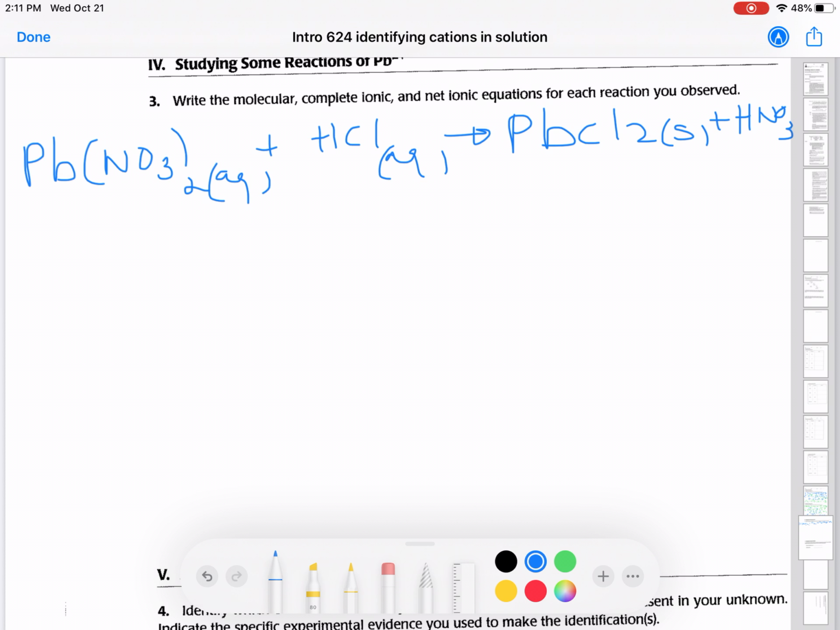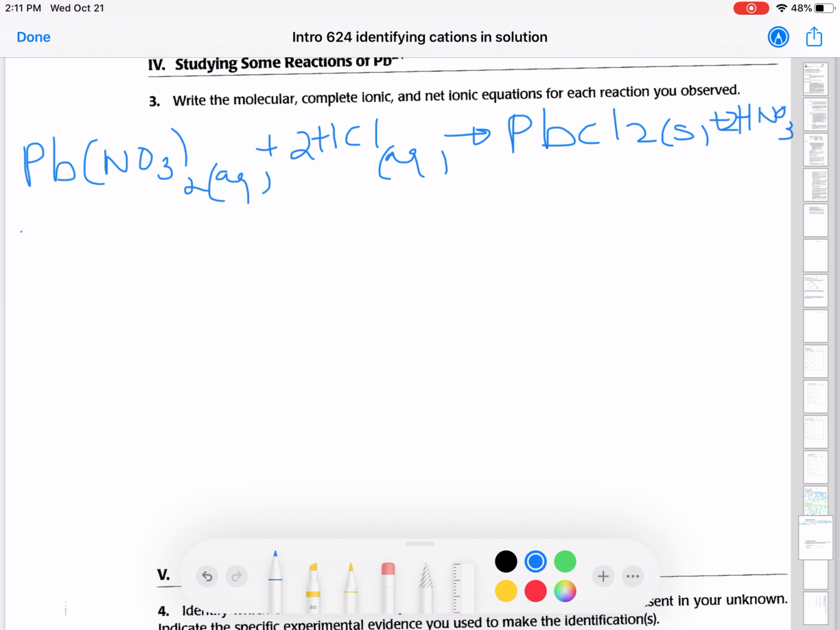Okay, and then we need to balance this. You can put 2 here, and then if you put 2 here, that would be balanced. So that is going to be our molecular equation. So the net ionic equation would be, we are separating into ions the one that is soluble in water.